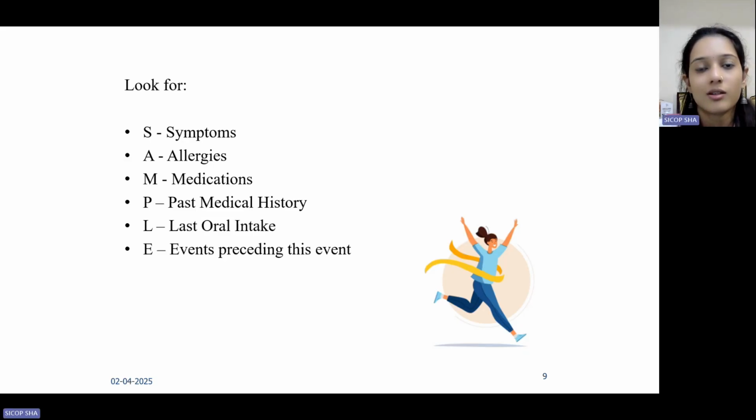The importance of this SAMPLE history is to provide a structured approach to assess the runner's condition, and it helps in identifying immediate life-threatening and underlying causes.